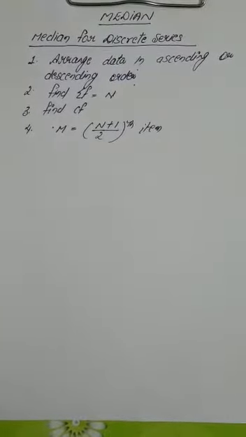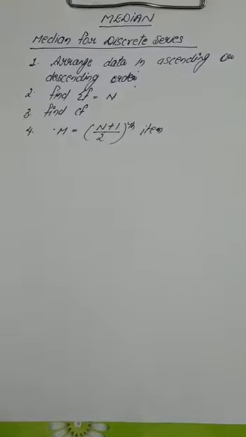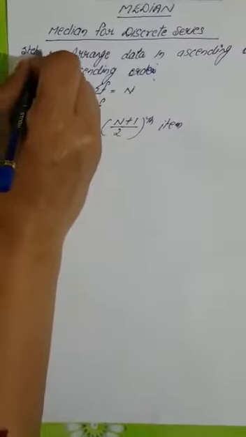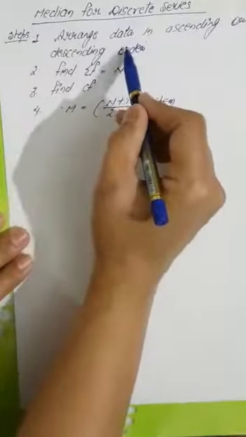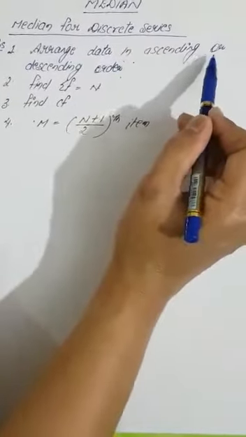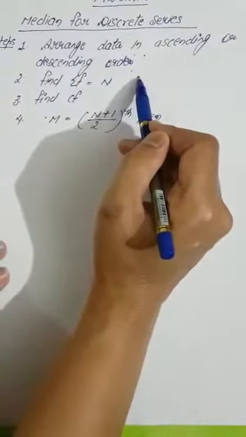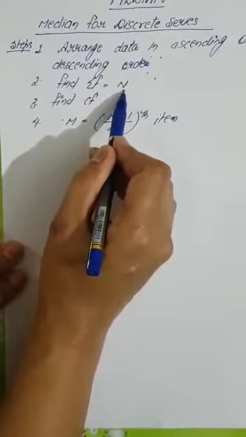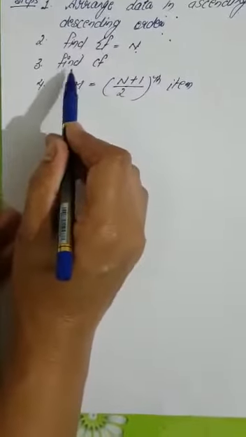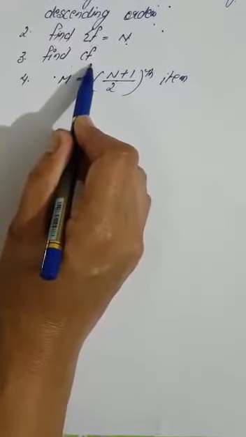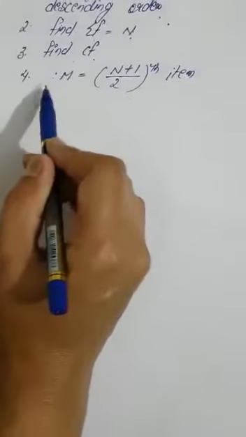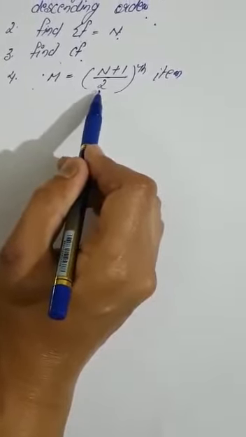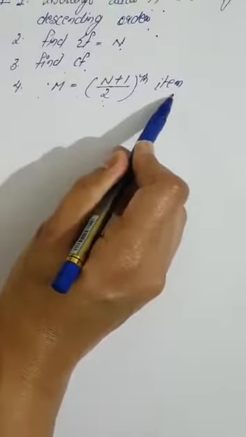To find the median for the discrete series, there are certain steps. The first step is to arrange the data in either ascending or descending order. The second step is to find the frequency. The third step is to find the cumulative frequency. Then we apply the formula for the median, that is the (n plus 1) over 2 observation or item.